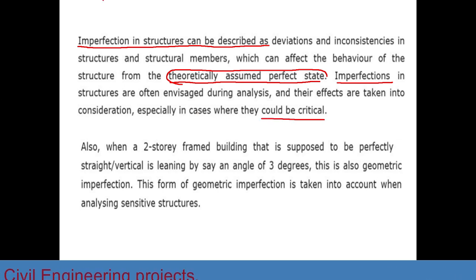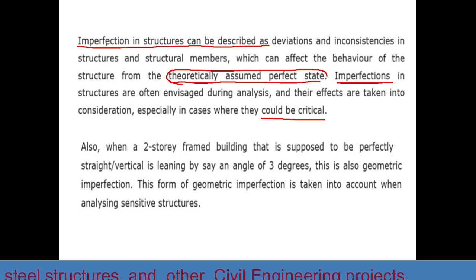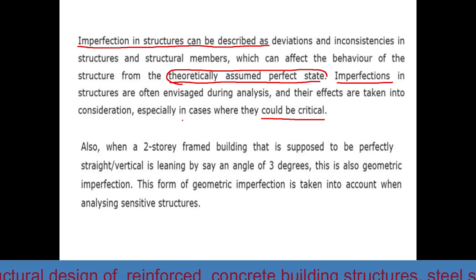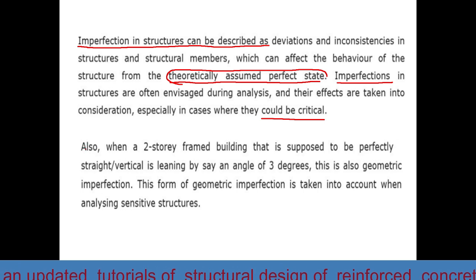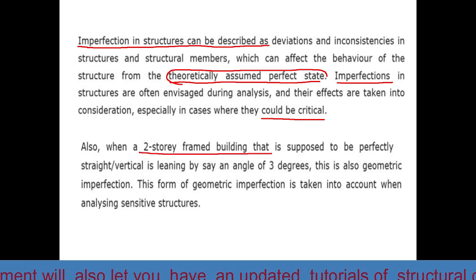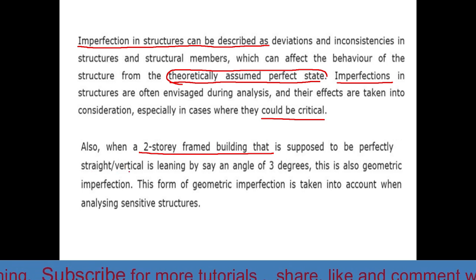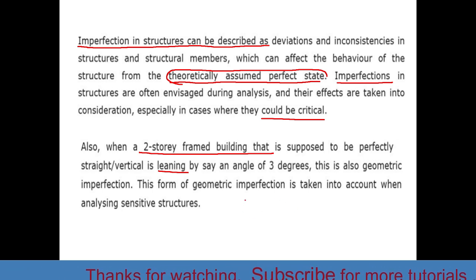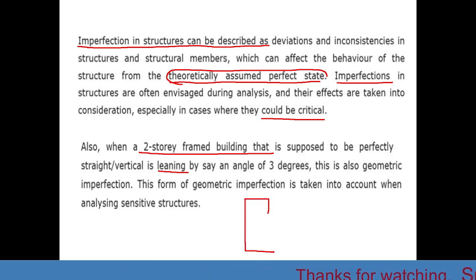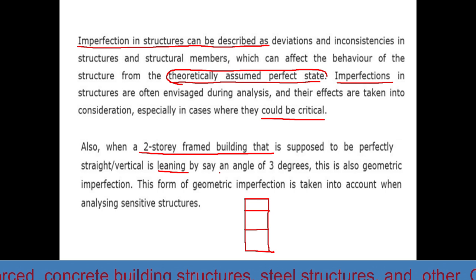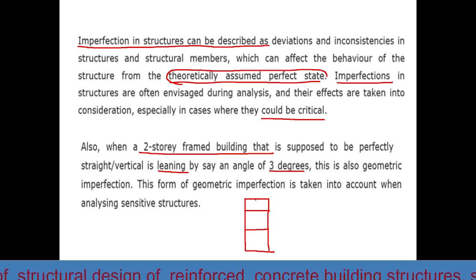So, we need to consider the problem of imperfection during the design of high-rise structures. Also, consider a two-story framed building that is supposed to be perfectly straight or vertical but is leaning. We may have a G plus 2 structure here, and this structure may be leaning by 3 degrees, just like this.